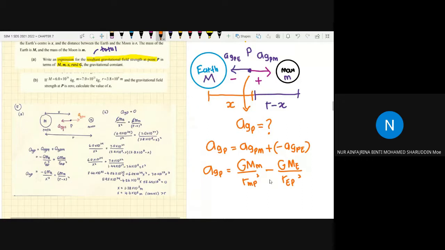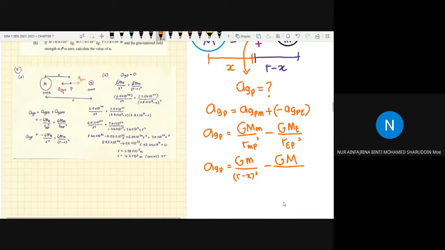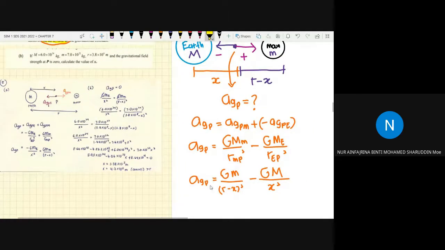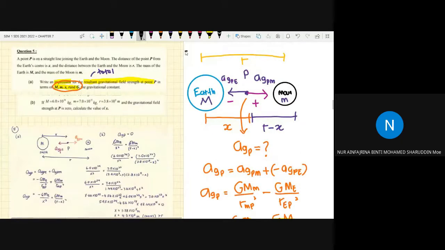So this is the expression, tapi tak cukup lagi sebab dia nak in terms of M, X and G. Jadi kita masukkan je lah maklumat yang kita tahu. Kita tahu mass of moon adalah small m and then radius daripada moon sampai point P adalah R minus X squared, minus dengan G and mass of earth adalah capital M dan radius daripada earth sampai point P adalah X squared. So this is the expression. Soalan A, expression.